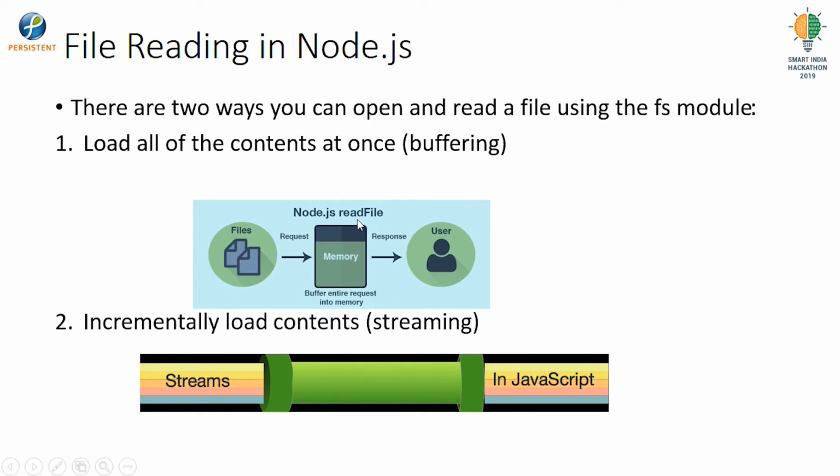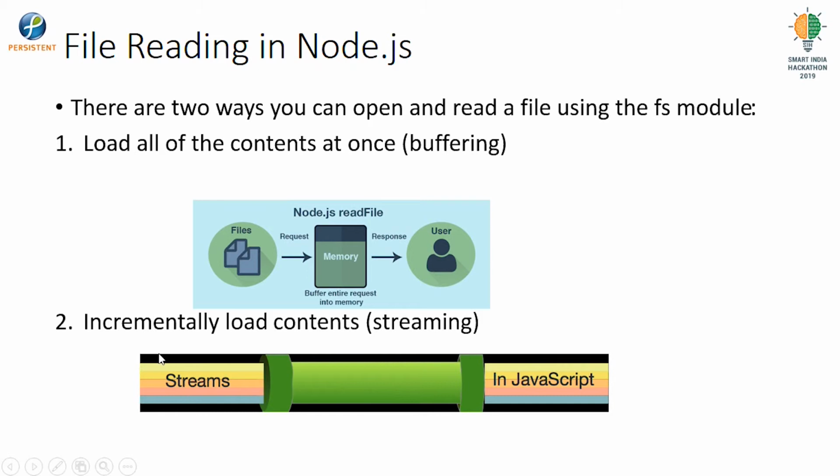wherein the first case, that is the APIs that we have seen so far, refers to this first method. It is going to read the file maybe in an asynchronous way or in a synchronous way, but all the data will be loaded into memory, and that can be later accessed or sent to the user as a response, or it can be further processed.